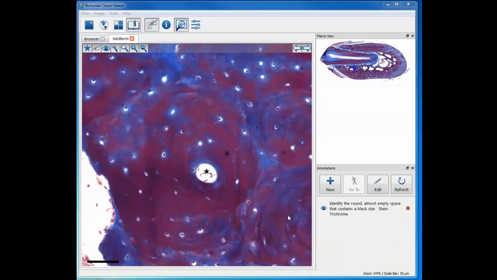This question presented a specimen of decalcified bone, stained with a trichrome stain. And you can see the calcified areas are red, and the less calcified areas still showing collagen are blue. And then you can see the osteocytes in lacunae around here, and the center and the star. You were asked to identify the round, almost empty space that contains a black star. Two correct answers were accepted, Haversian canal, or we accepted Haversian's possessive canal.